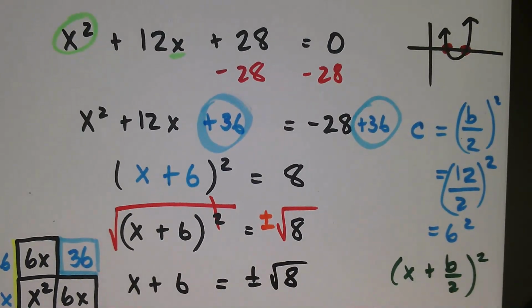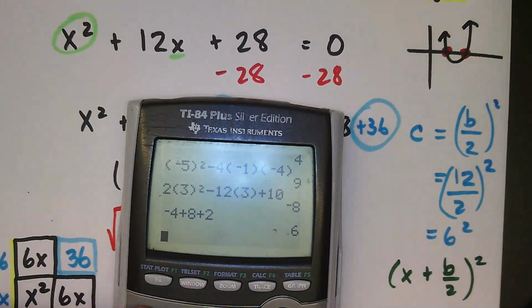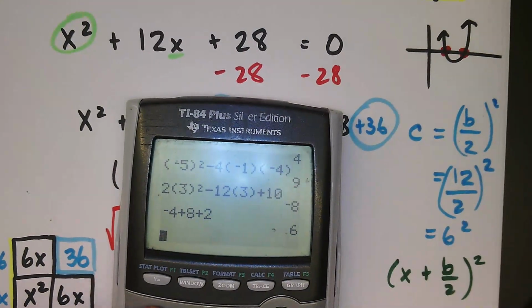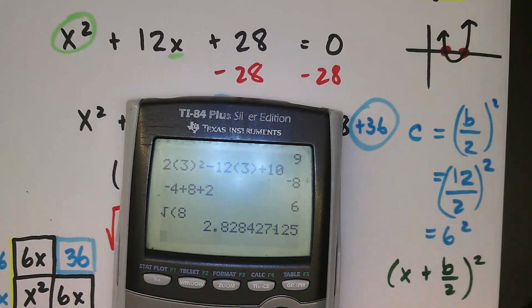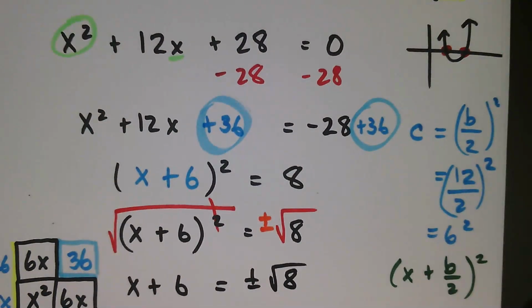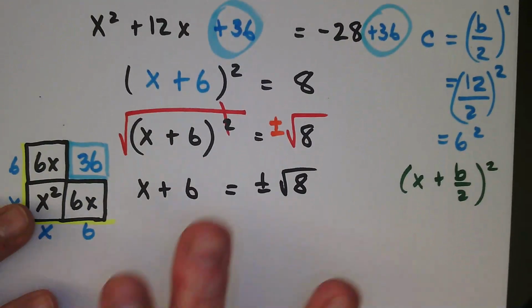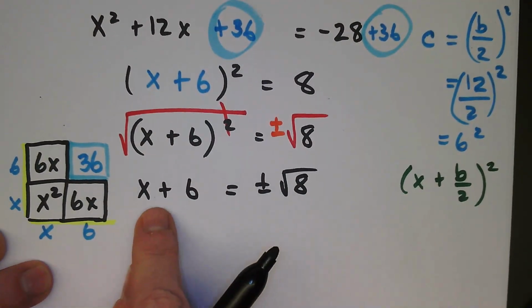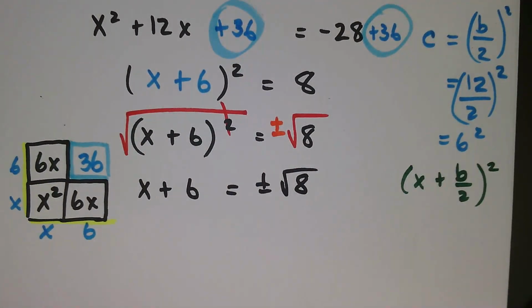Now, unfortunately, 8 is not a perfect square. If I was to type this into the calculator, we are unfortunately not going to get a whole number, right? The square root of 8, there it is. It's this long decimal equivalent. So I'm just going to leave it as the square root of 8. It's totally fine to leave it in this state for the time being. I am, however, going to get x by itself, so I'm going to subtract 6 from both sides.